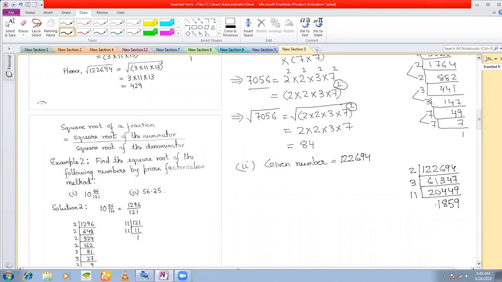Again this is divisible by 11. So now what do you get? 169. 169 is divisible by 13. 13 into 13 is 169. So this is prime factorized.